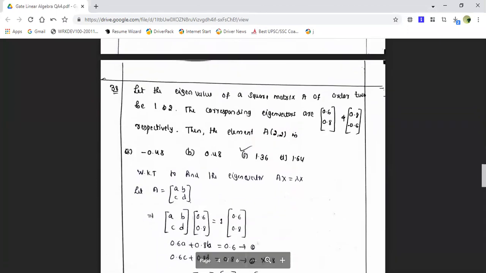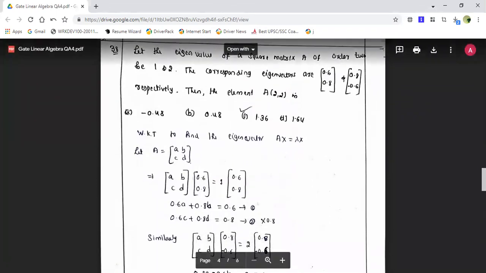Let me take the next example. Here, let the eigenvalues of the square matrix A of order 2 be 1 and 2. Then the corresponding eigenvectors are, so this is given: 0.6, 0.8, and 0.8, minus 0.6. So these are the corresponding eigenvectors with respect to 1 and 2, respectively. Then they ask us to find the element A2,2, since it is a 2 cross 2 matrix.